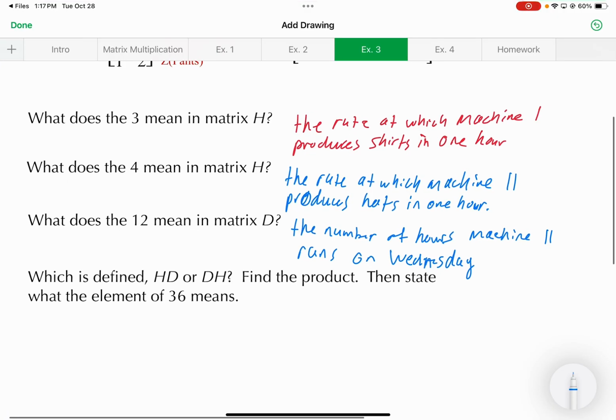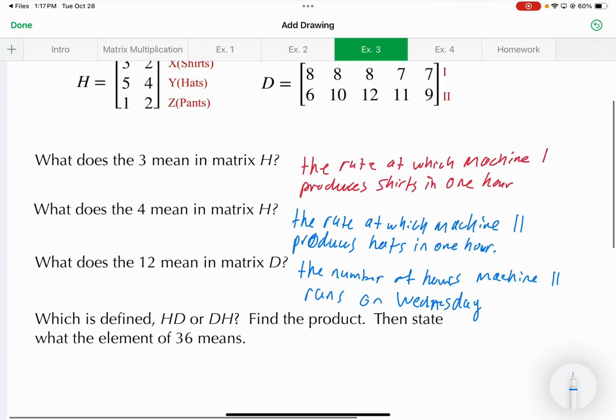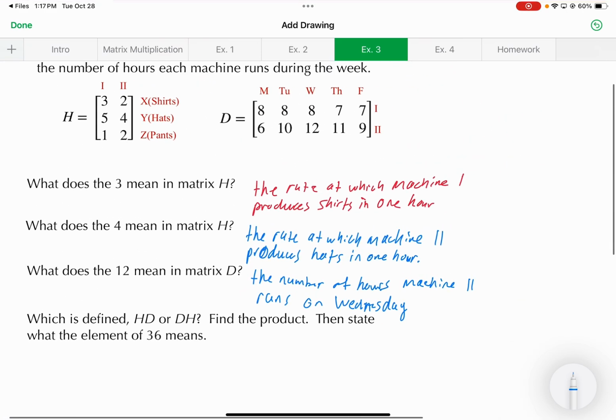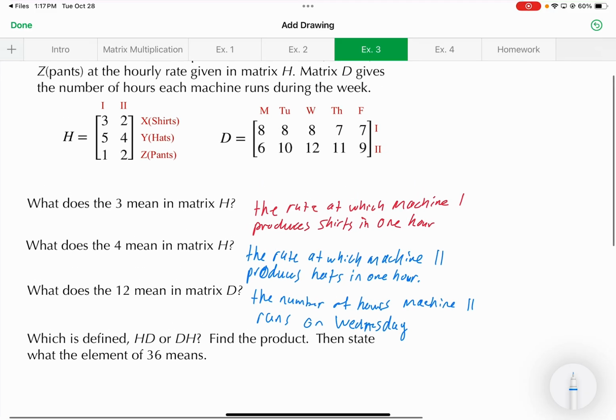All right. Which one is defined? Matrix H times D or D times H? Then we want to find the product and state what the element of 36 means. This is going to take some work. All right, so let's look at the dimensions of my matrices. What is H? 3 by 2? What is D? 2 by 5.